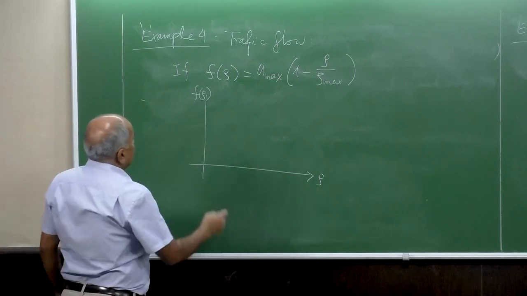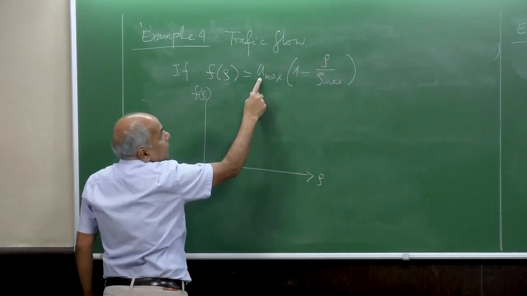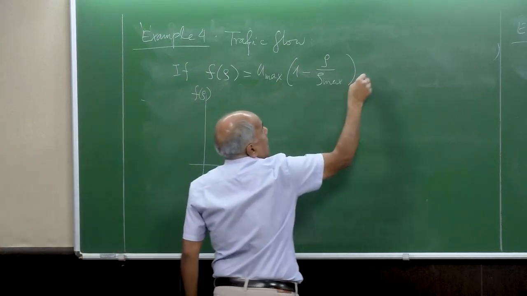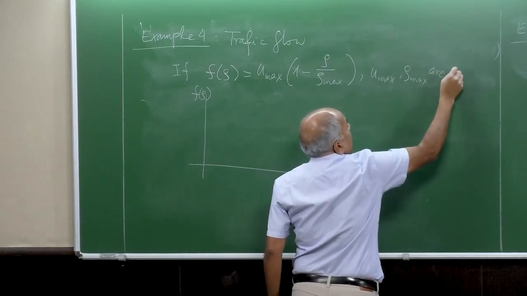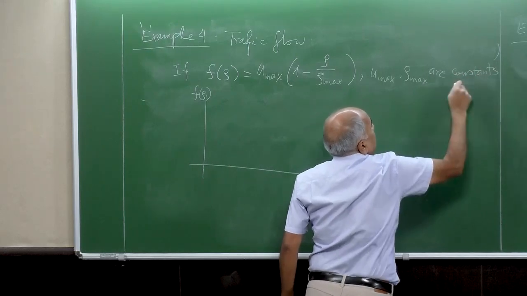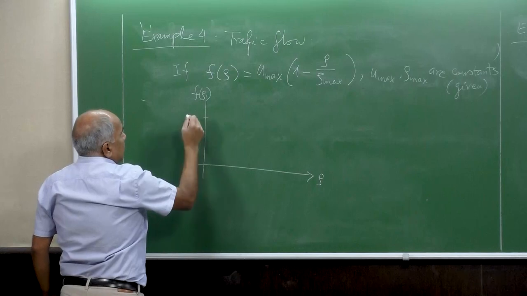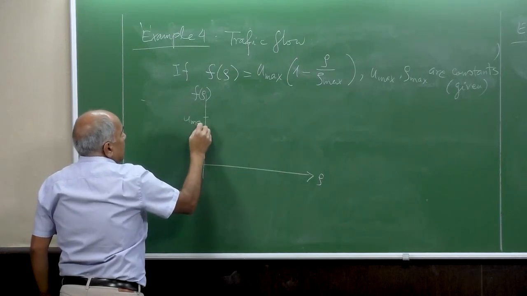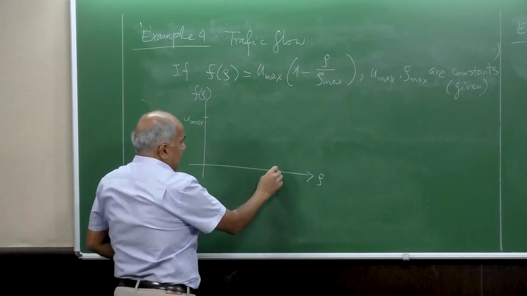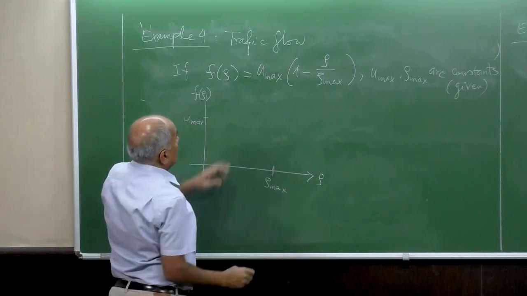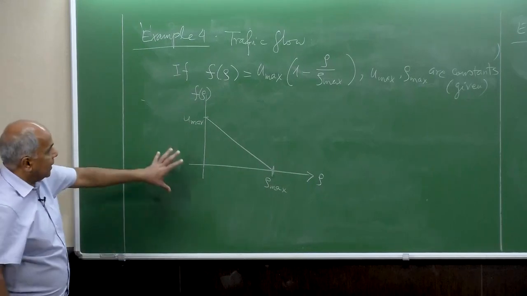Then what we have is that if rho is equal to 0, we have u max. u max and rho max are constants, for example, given constants. So if rho is 0, then f of rho is the max, u max. If rho is equal to rho max somewhere, so if there is a maximum value of rho, f of rho is 0, then what we get? We get a linear function. So what does it mean?